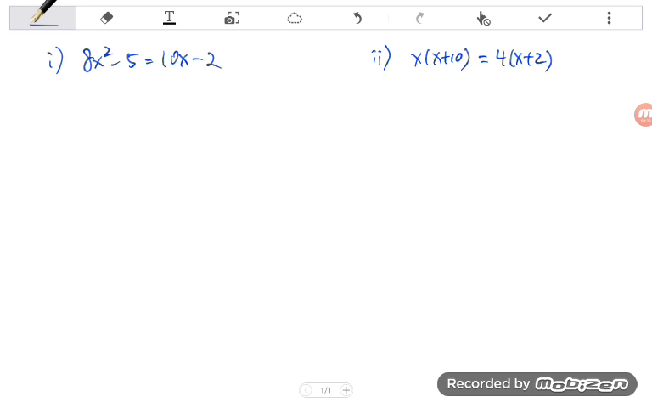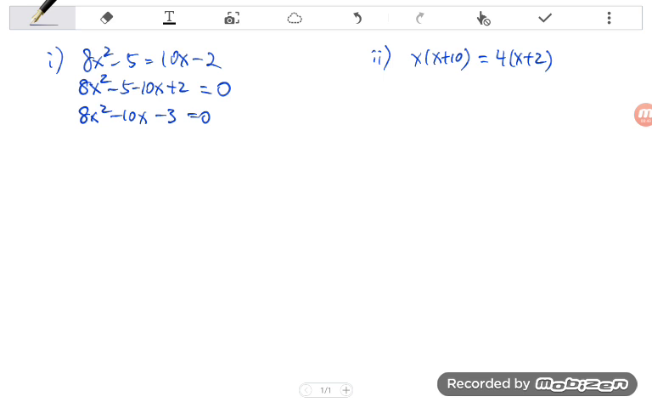So when we're solving equations, it is always good to have this equal to 0 on the right. And let's try to move everything to the left then. So we have 8x squared minus 5 minus 10x plus 2. Minus 5 plus 2, we can combine them. I get 8x squared minus 10x minus 3 is equal to 0.